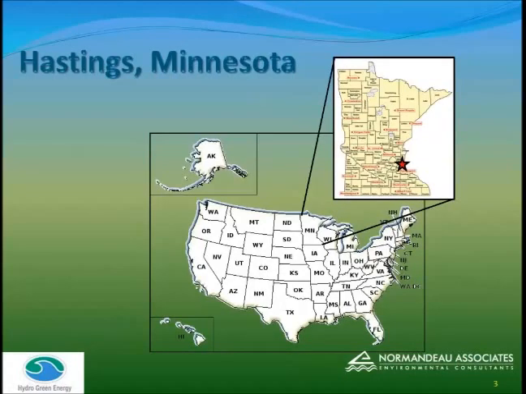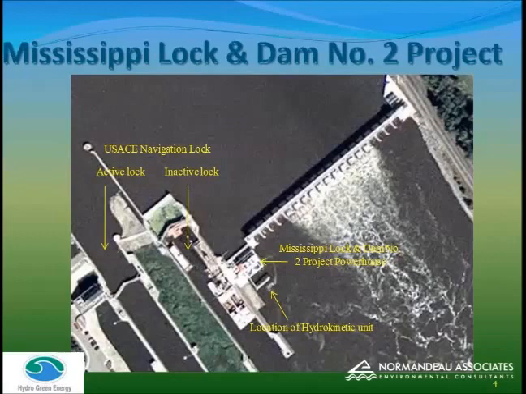The project we'll be talking about is in Hastings, Minnesota on the Mississippi River. Next slide. The project is incorporated into an existing U.S. Army Corps of Engineers lock and dam. It's the Mississippi Lock and Dam number 2, and the FERC official name for the hydro project is the Mississippi Lock and Dam number 2 project.